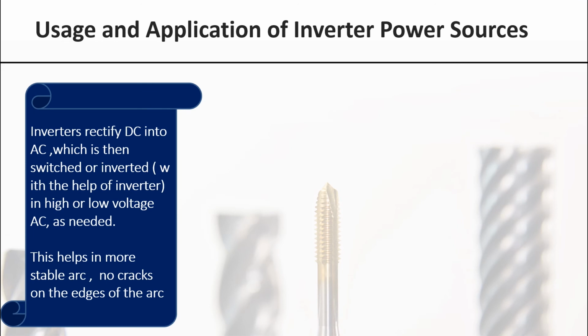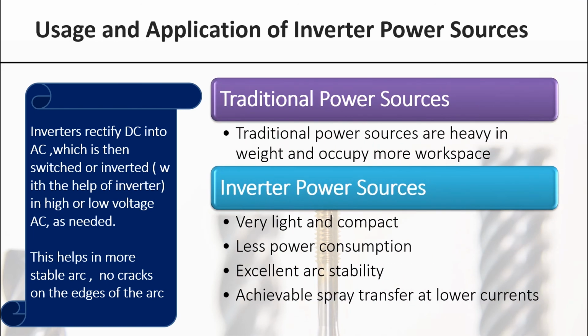Usage and application of inverter power sources. Traditional power sources are heavy in weight and occupy more space. The principle of inverters in welding is to convert DC to AC. Inverters can weld almost anything. They are very light and compact, consume less power, and have excellent arc stability.